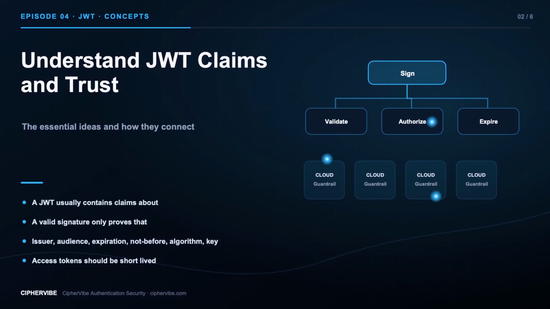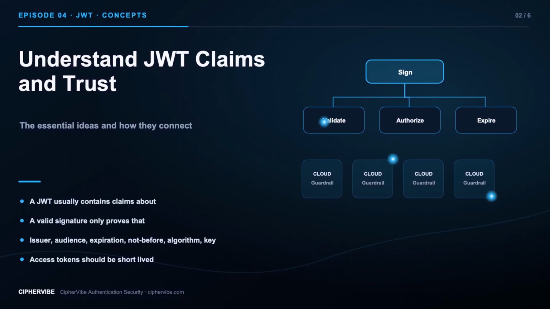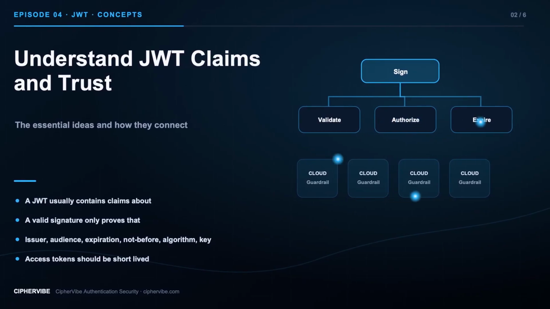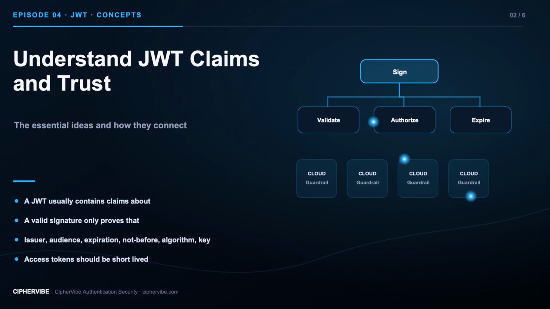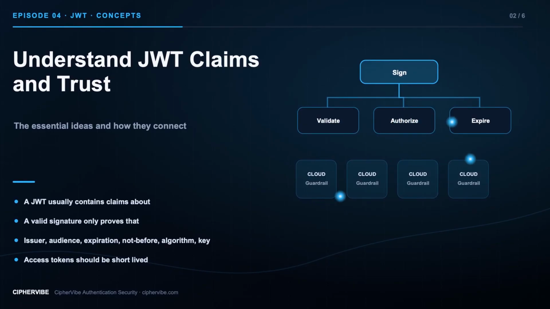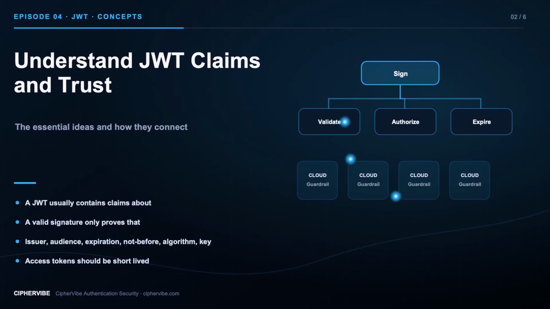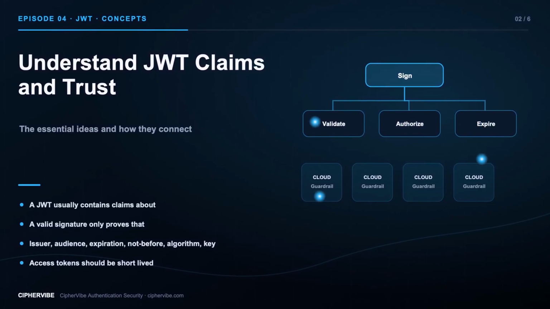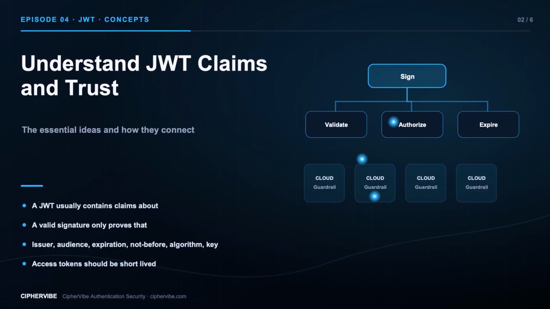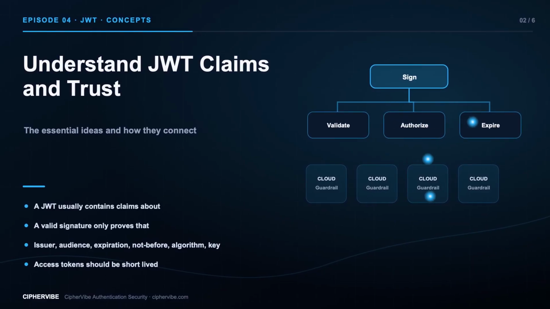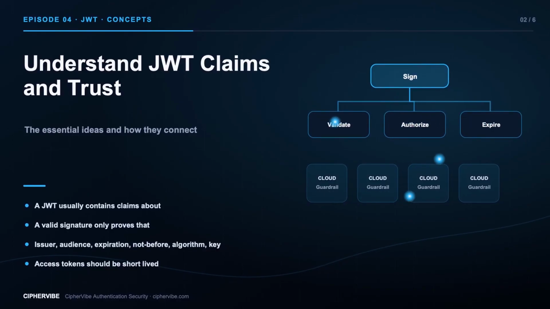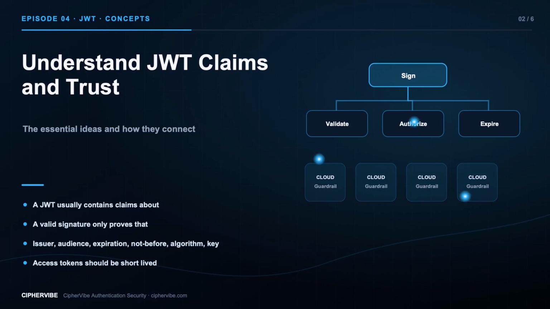Third, issuer, audience, expiration, not before, algorithm, key ID, token type, and signature must be checked by every verifier that trusts the token. Fourth, access tokens should be short-lived because bearer tokens can be replayed while valid. Fifth, refresh tokens, session stores, token introspection, deny lists, or short lifetimes are different ways to handle revocation trade-offs. Sixth, authorization should be evaluated by the resource service or policy layer, not blindly copied from client-controlled assumptions.